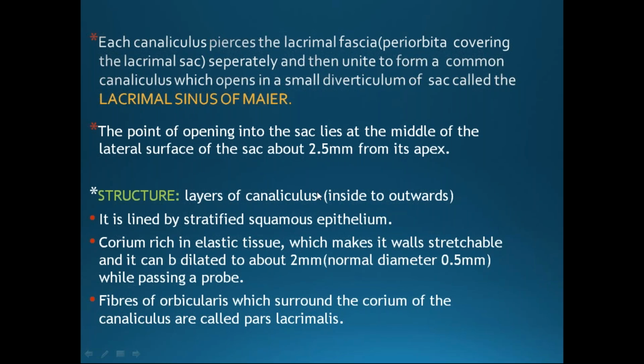Structure, layers of the canaliculus, inside to outside. Inside it is lined by stratified squamous epithelium, then the corium, rich in elastic tissue, which makes its wall stretchable and it can be dilated to about 2 mm while passing the probe. Fibers of the orbicularis which surround the corium of the canaliculus are called pars lacrimalis.